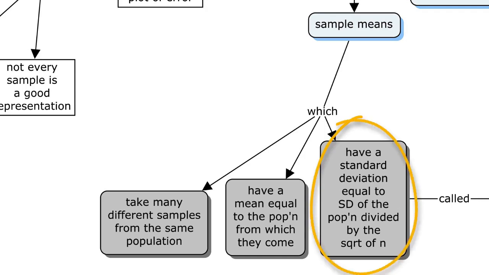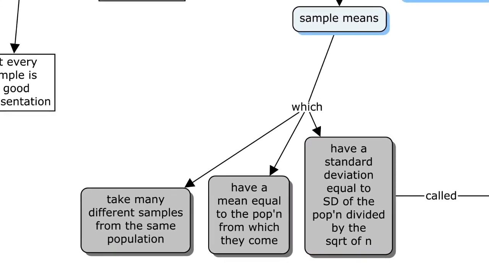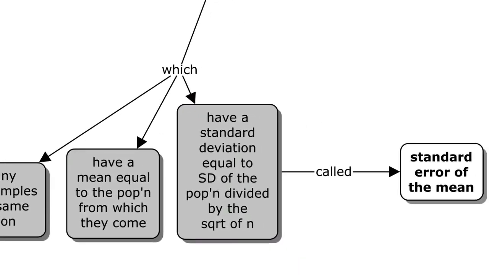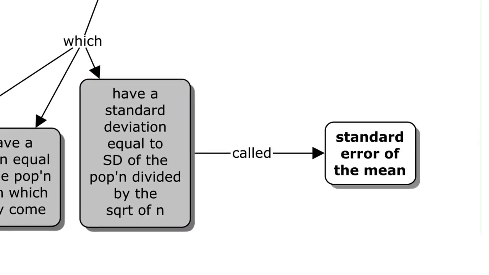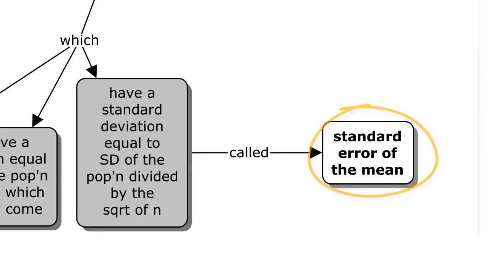In this case, we know that the standard deviation is equal to the standard deviation of the population, except we're going to divide by the square root of n, small n, which represents the number of elements in the sample. This particular standard deviation has a special name, and it's referred to as the standard error of the mean.